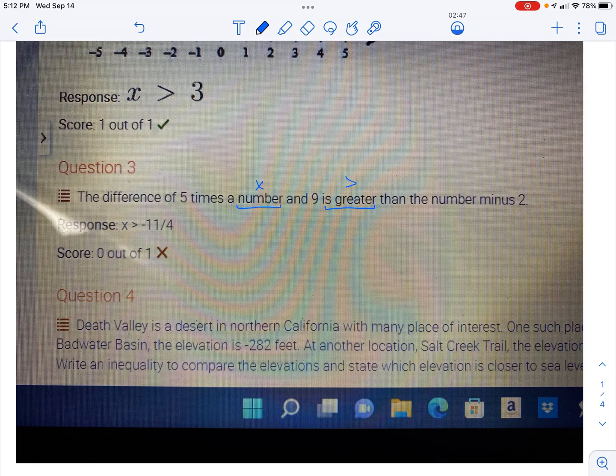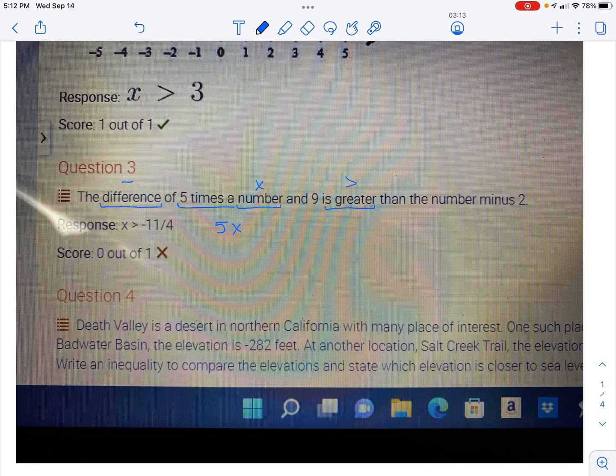All right, so we're talking about the difference of something. Well, what is the difference? The difference means subtraction, right? So I'm going to put a little subtraction sign above there just to kind of help us see what's going on here. So the difference of what? Well, the difference of 5 times a number. How do I write that? 5 times my number, which I said is x.